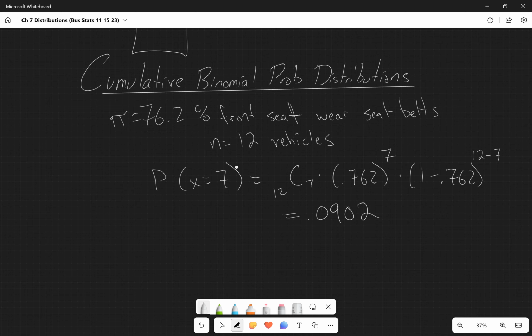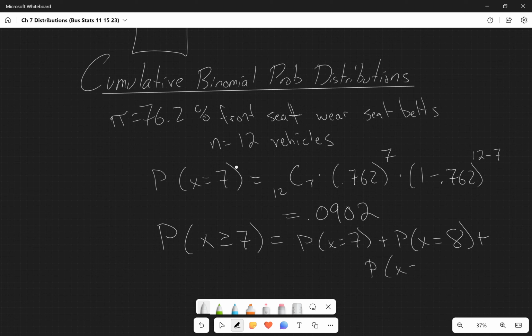Then we're asked, what is the probability of at least 7 people of the 12 wearing seatbelts? And so in order to do a cumulative, we have to use this P(x = 7), and then we also have to add up all the individual probabilities for each possible value above 7 until we get to the last possible value, which is the probability of every single person sampled.